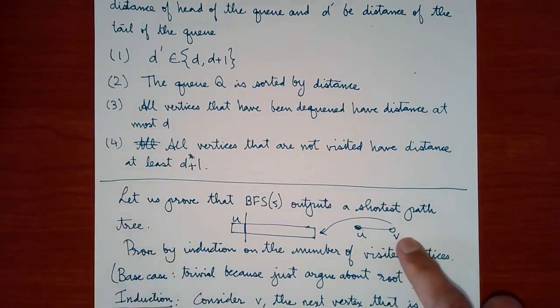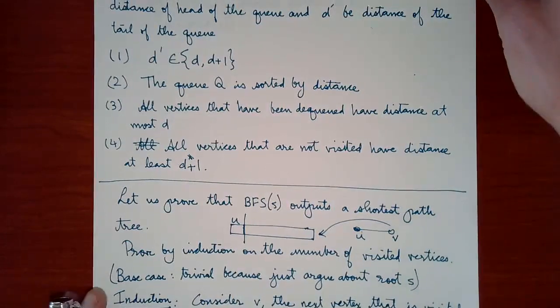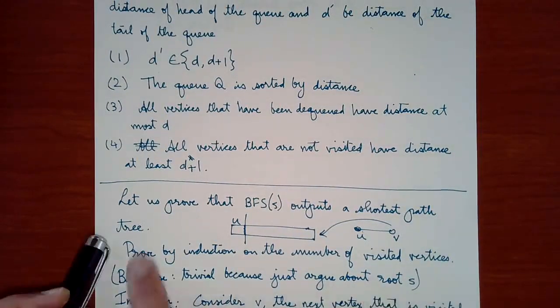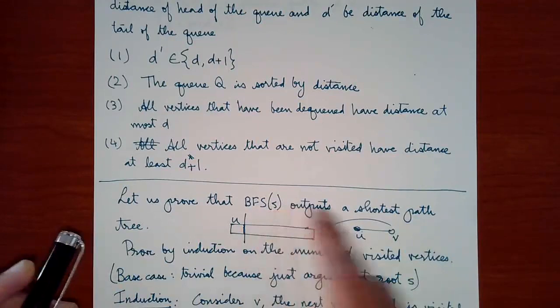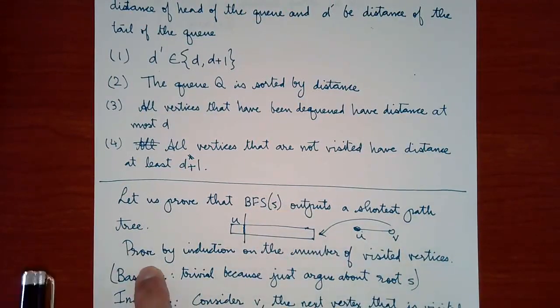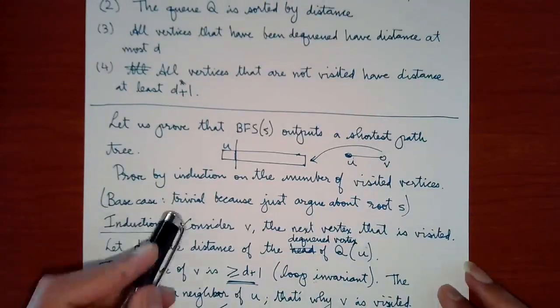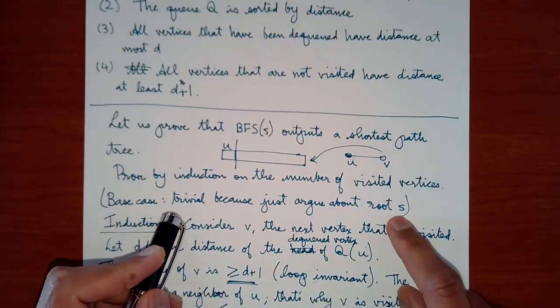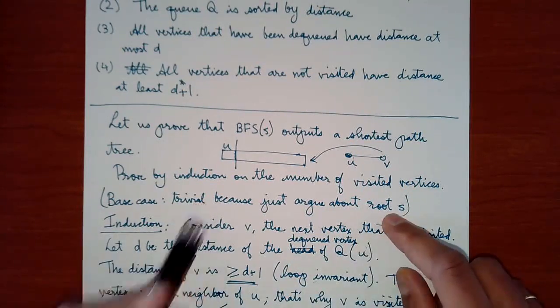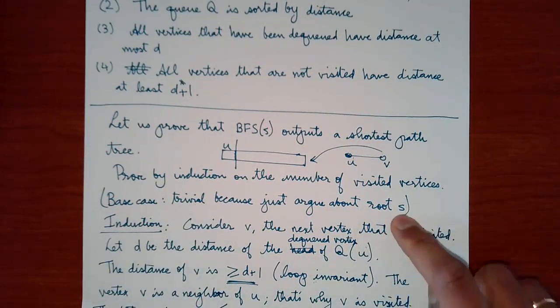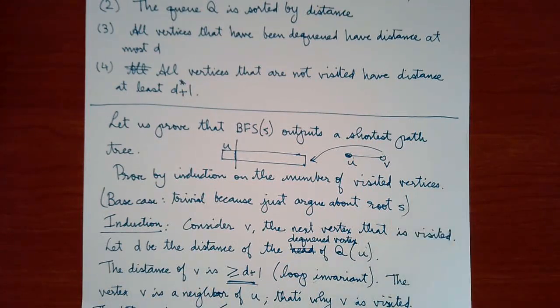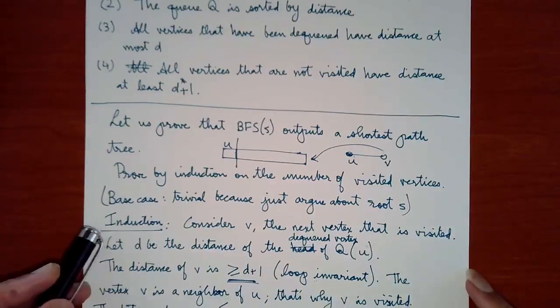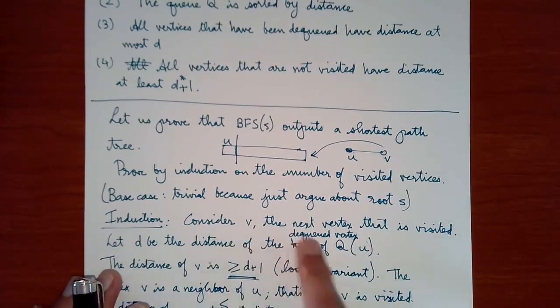to argue about a vertex V. Let me make this more precise. We want to prove that BFS from S outputs a shortest path tree. We will prove this by induction on the number of visited vertices. The base case is trivial, because there's only one visited vertex, and that's S, and the distance of S to itself is 0, and it's the root of the tree. So no problem there. For the induction step, consider V, which is the next vertex that is visited.